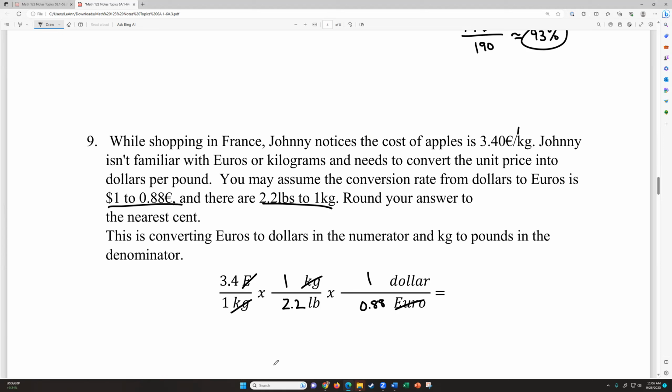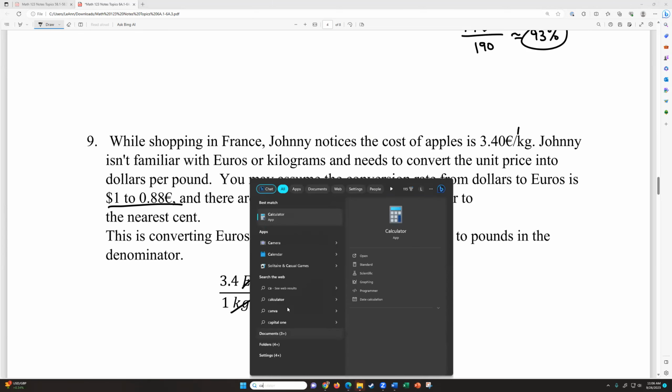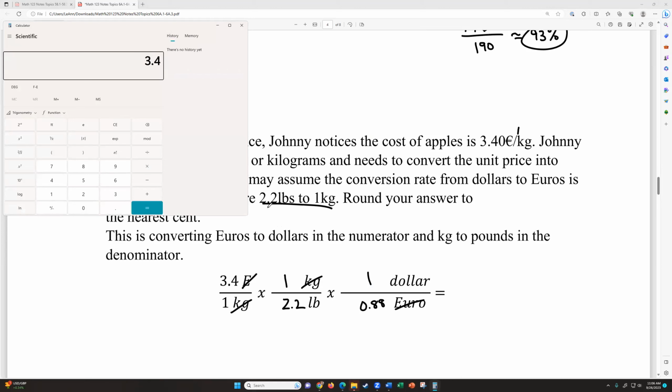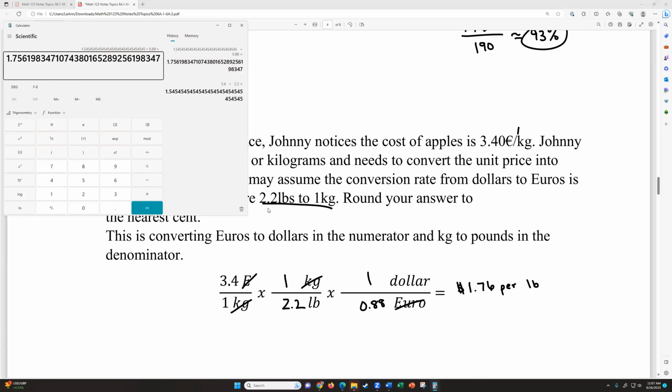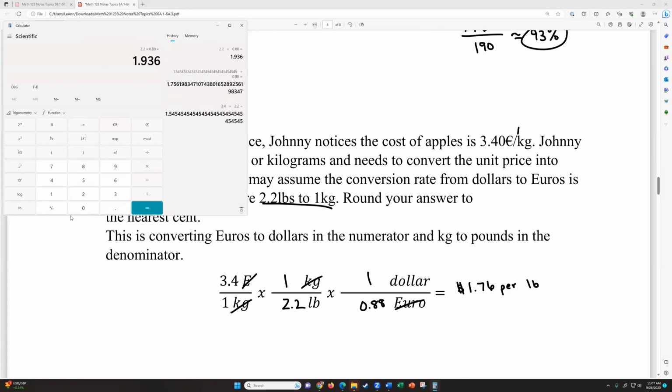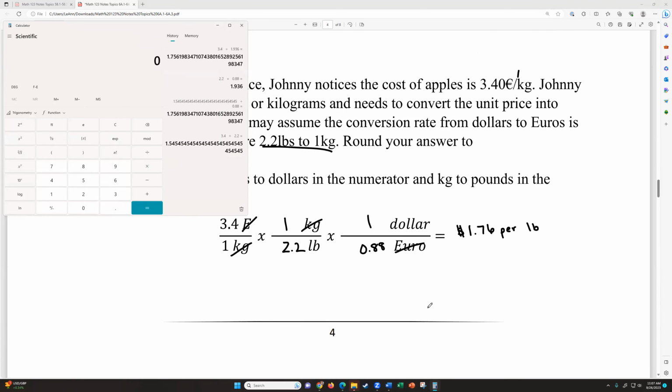So if we're working this one out, remember, you can do one of two things. You can work from left to right. I'll show you that. You can do 3.4 divided by the 2.2 because that next number's on the bottom. Hit enter. Don't clear anything. Divide by 0.88. Hit enter again. And we want to round this to the nearest cent according to the directions. So that'd be $1.76 per pound. I could have also gotten that by multiplying the two bottom numbers together, which is 1.936, and doing 3.4, because it was times a bunch of ones, divided by 1.936. So all my top numbers multiplied divided by all my bottom numbers multiplied. So either way, we get $1.76 per pound.